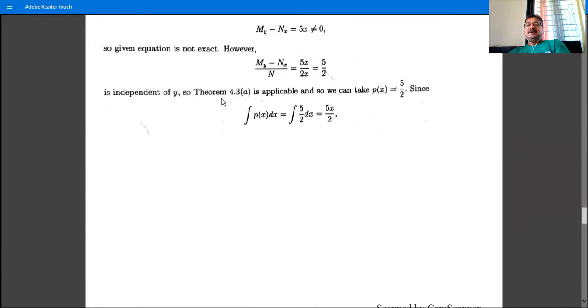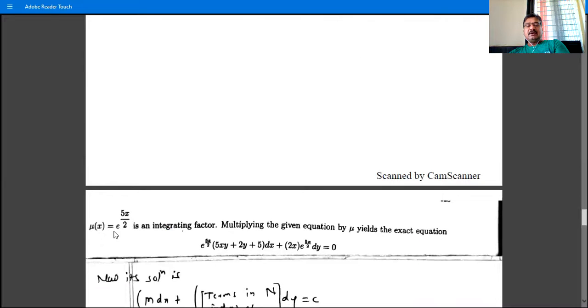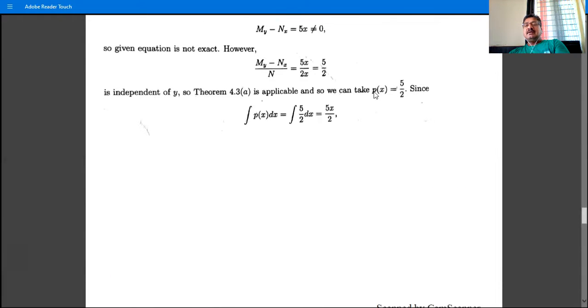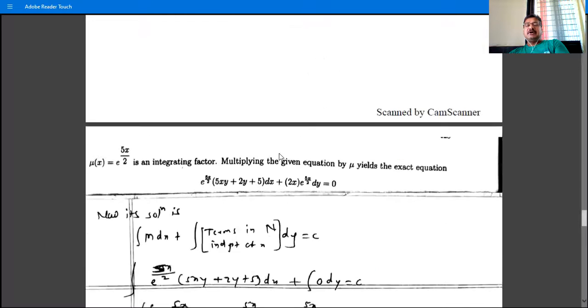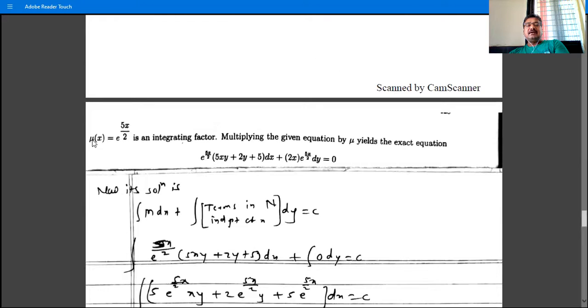This is the PDF of another book, so instead of f(x) the notation is Q(x). So Q(x) is 5 by 2. Then find the integration of Q(x): the integration of 5 by 2 with respect to x is 5x by 2. And so the integrating factor is what? e raised to the integration of f(x) dx, that is the integration of P(x) dx, that is 5x by 2. We denote it by mu(x), or just mu, or write I.F., the integrating factor, e raised to 5x by 2.